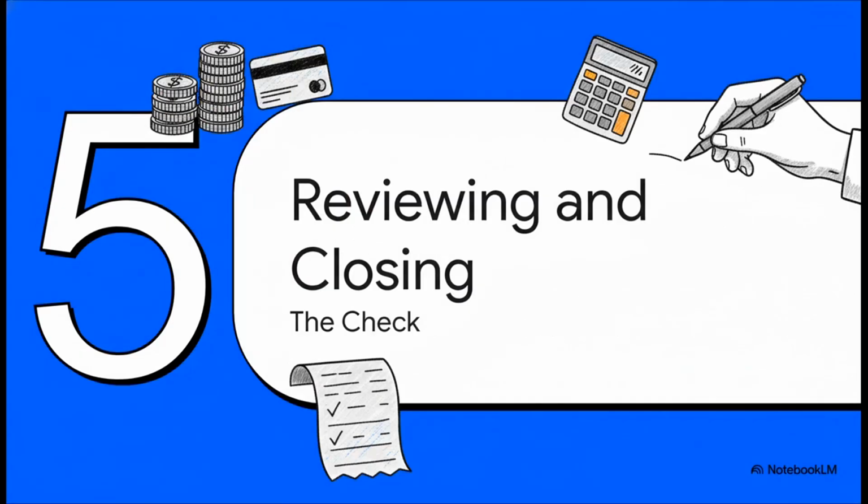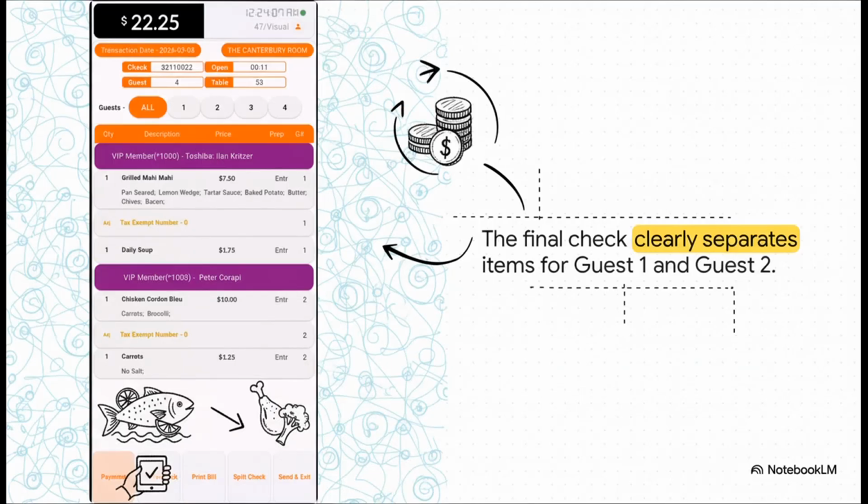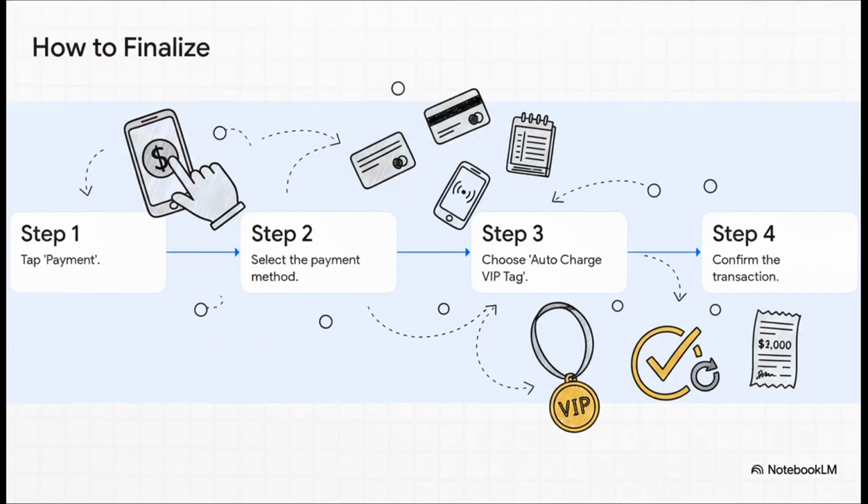Okay, with all the orders in for our guests, it is time to review the check and process the payment. Let's make sure everything looks good before we close this out. Now just look at how clearly the final check displays everything. You can see both resident accounts, Elon Kritzer and Peter Karapi, with their specific orders itemized right there below their names. It's perfectly organized, makes it so easy to confirm. And the total for both guests comes to $22.25. Closing this out is just a few taps away.